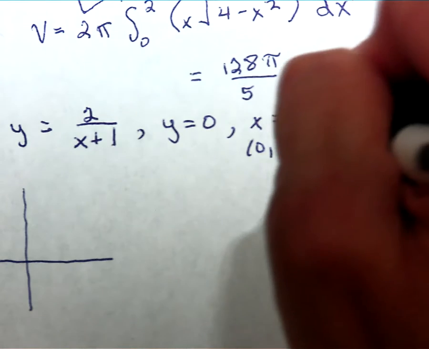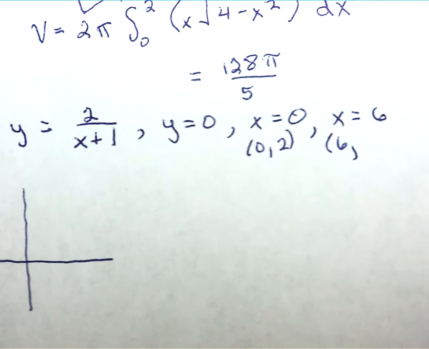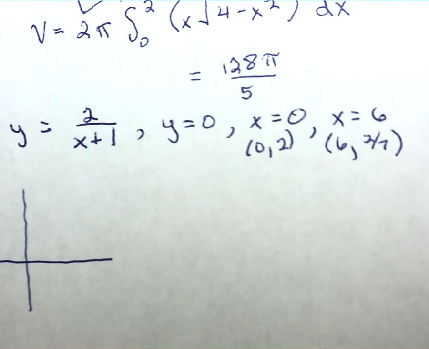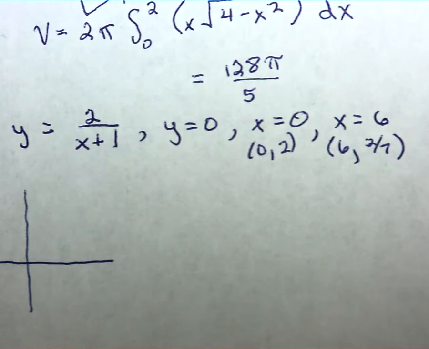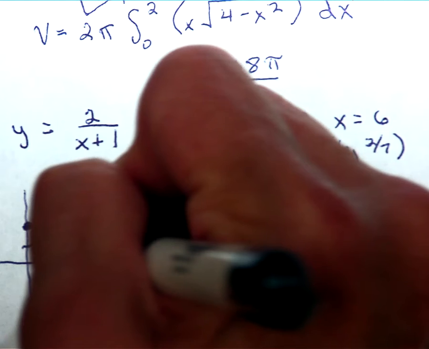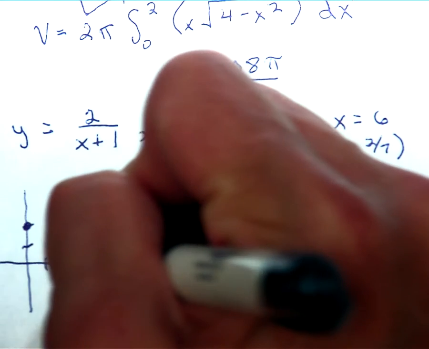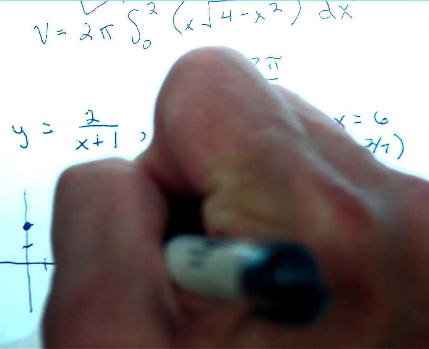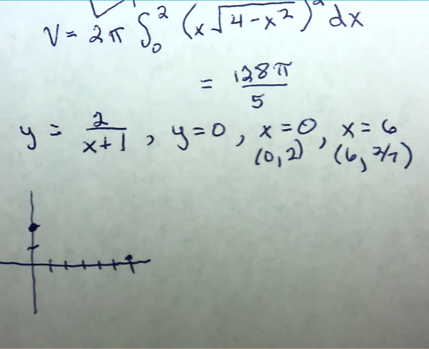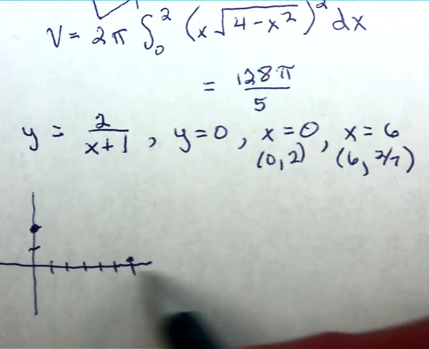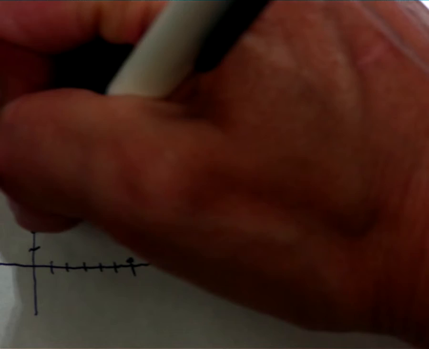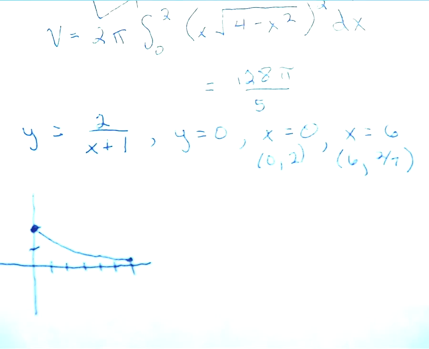And when x equals 6, what is y? 2/7? Yeah, good luck plotting that. It's going to be not far from 0. So here's 0, 2, and then 6, and not much above 0. And I can punch it on the calculator, but I'm pretty sure that's going to be a smooth curve. There's a discontinuity at -1, but everything to the right of 0, that's just going to be a smooth curve with the y's getting smaller and smaller.